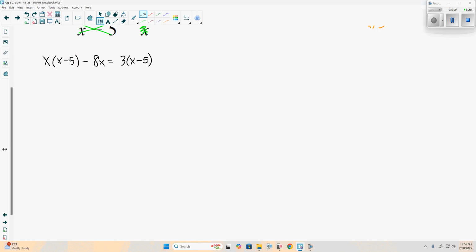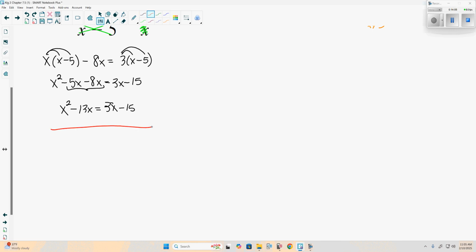Now at this point here, we just need to multiply through and see what we have. X times x will be x squared. X times negative 5 is negative 5x. Minus 8x is equal to 3 times x is 3x. 3 times negative 5 is negative 15. Now we do have some like terms here that we can simplify. Negative 5x minus 8x is going to be negative 13x. Negative 13x is equal to 3x minus 15.